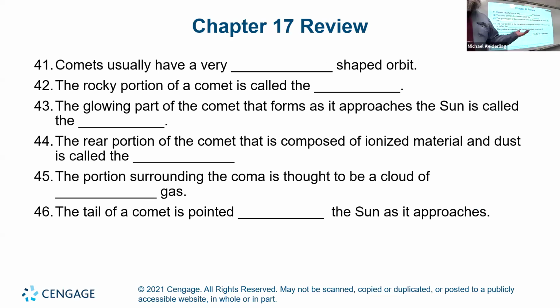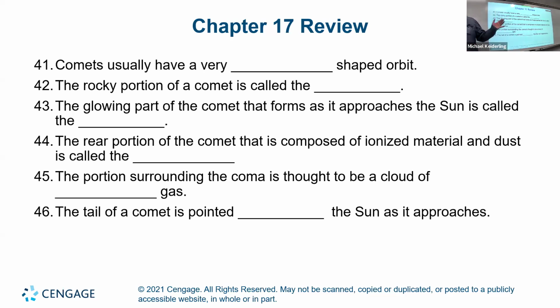Comets usually have a very elliptically shaped orbit. They spend most of the time far away from the sun, and they get close to the sun for a short period of time. The rocky portion of a comet is called the nucleus. The glowing part of the comet that forms as it approaches the sun is called the coma. The rear portion of the comet that's composed of ionized material and dust being blown away from the sun by stuff being emitted from the sun is called the tail.